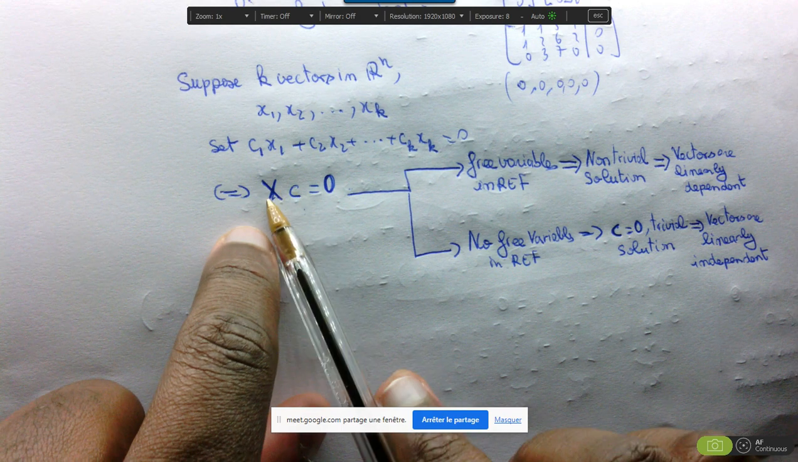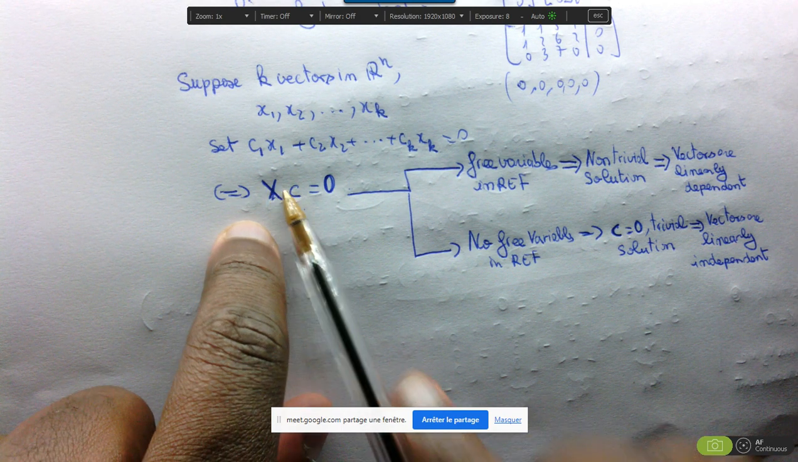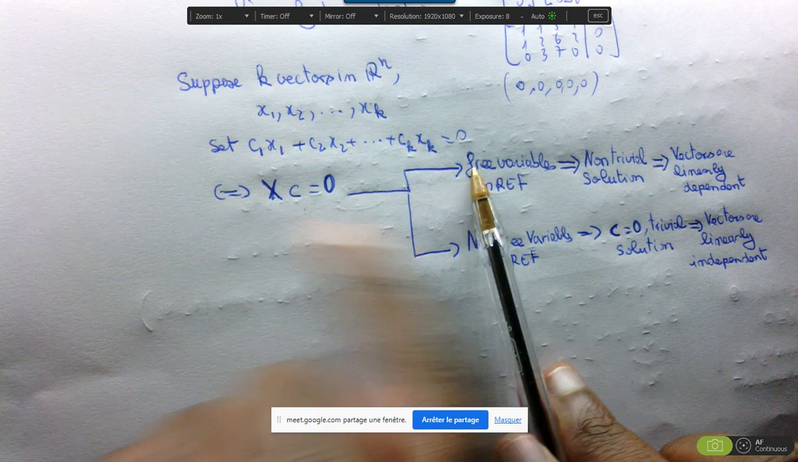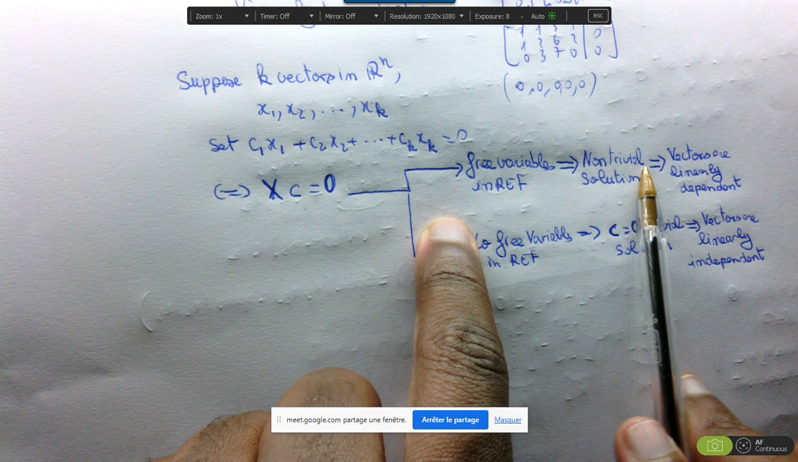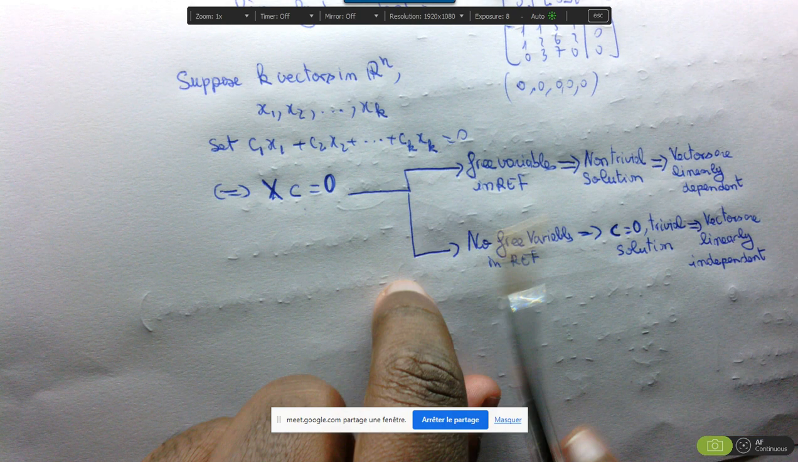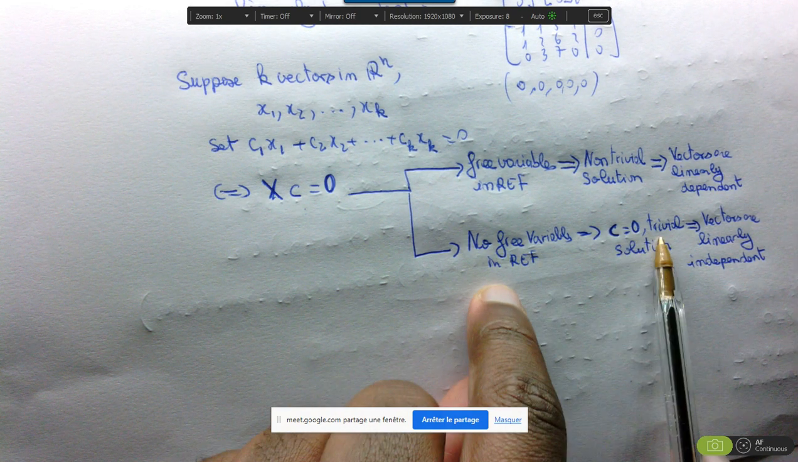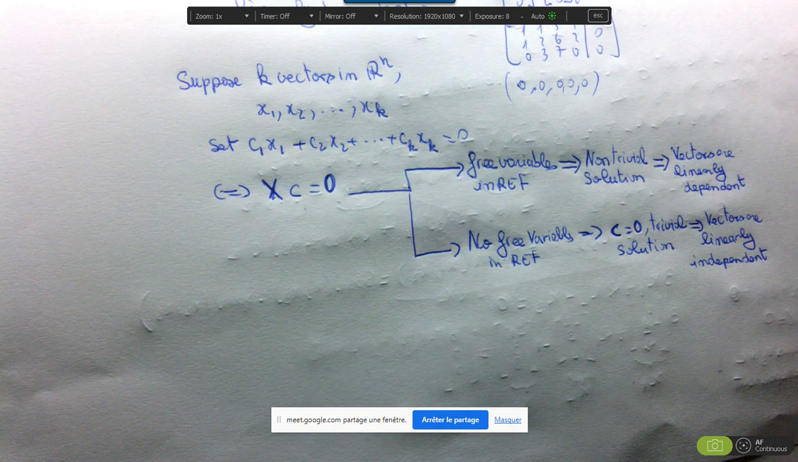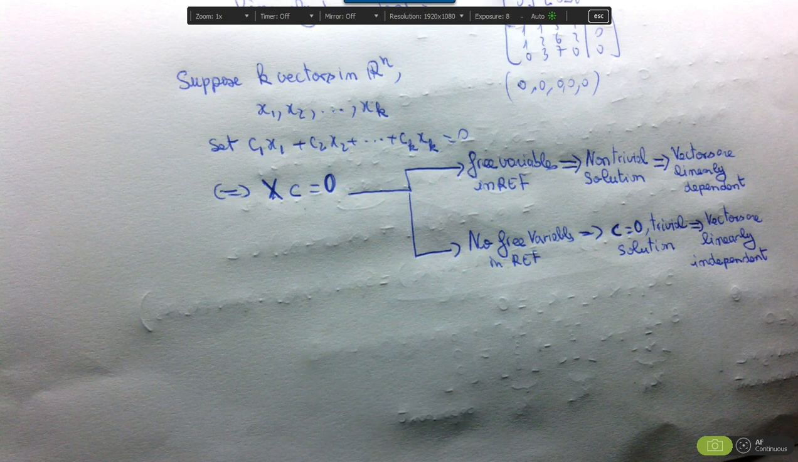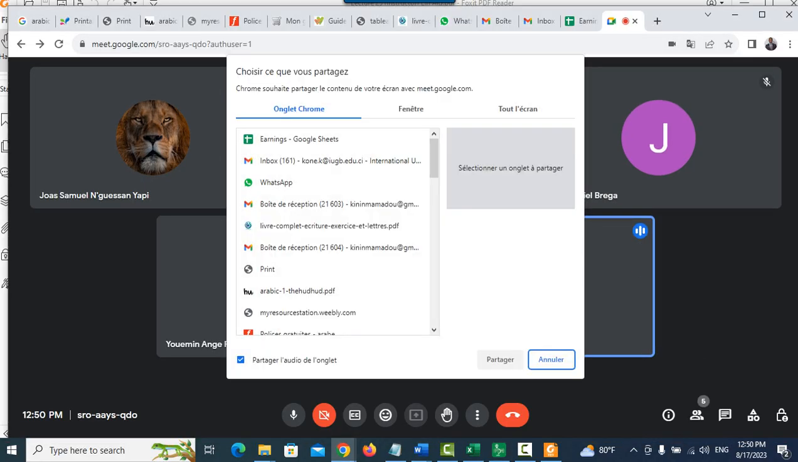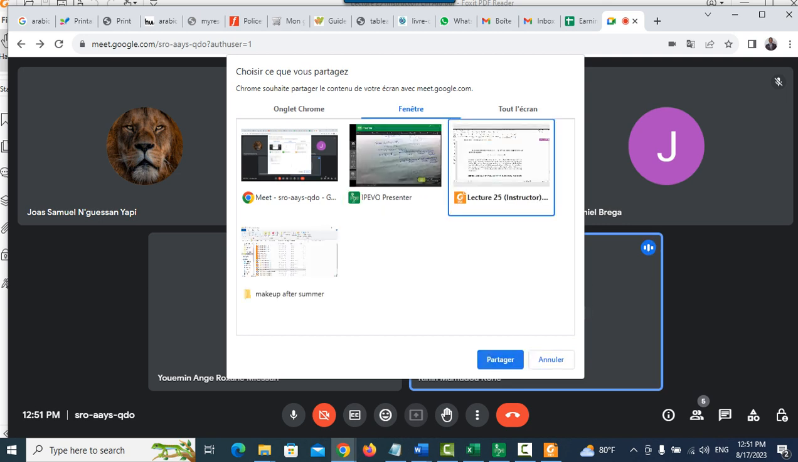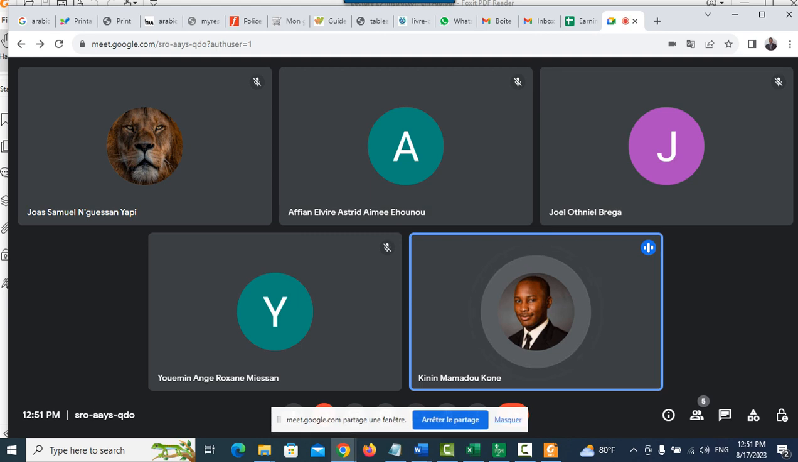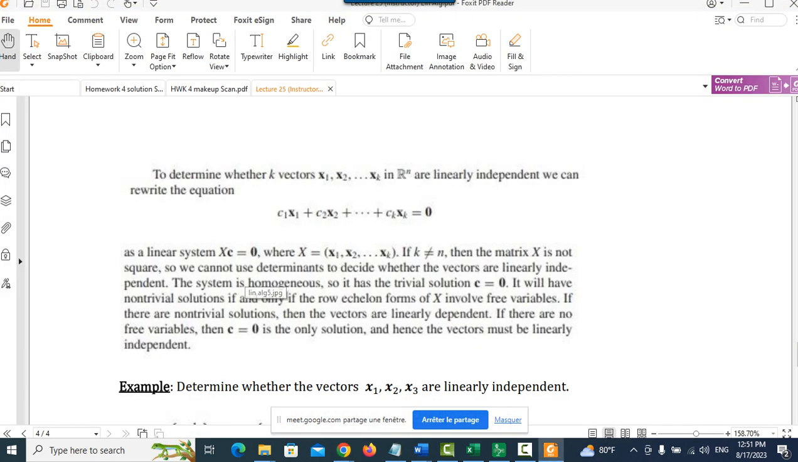X is the coefficient matrix, and then if we try to solve this, if you have some free variables in a row echelon form, then you have non-trivial solutions and the vectors are linearly dependent, and no free variables means that you have the trivial solution and the vectors are linearly independent. That's a summary of the paragraph that we've just read. So this paragraph here has been summarized.